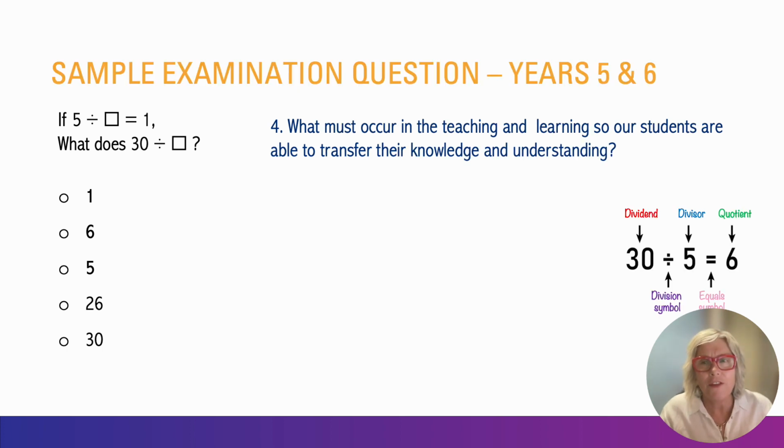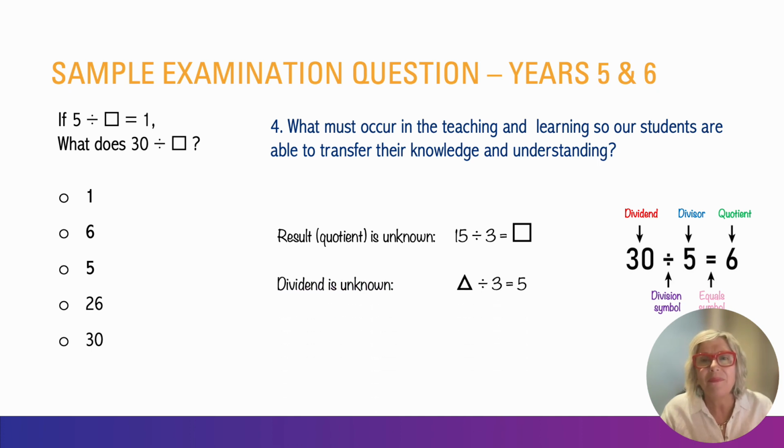So for our students to transfer their knowledge and understanding into this type of question, we need to, 1, expose students to solving number sentences where the unknown is represented in a variety of ways and understanding the connection between the equations. For example, in division, where the result is unknown, where the dividend is unknown, and where the divisor is an unknown. The focus is ensuring that students understand the connections of these three equations.